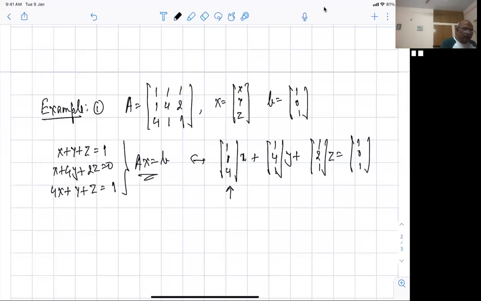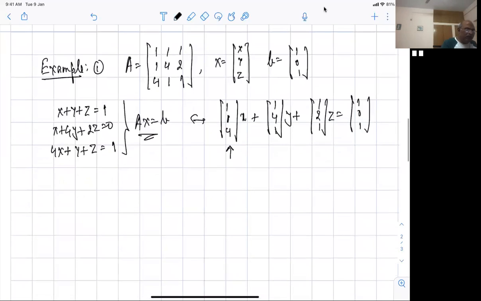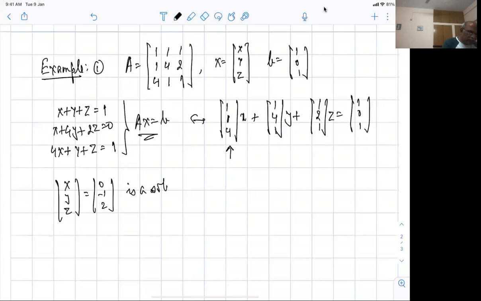Then the second column of the augmented matrix, the coefficient matrix, comes with Y, and the third column comes with Z, and the right hand side is your B. Fine, this is what you have. I would like you to verify here that (X, Y, Z) = (0, -1, 2) is a solution.